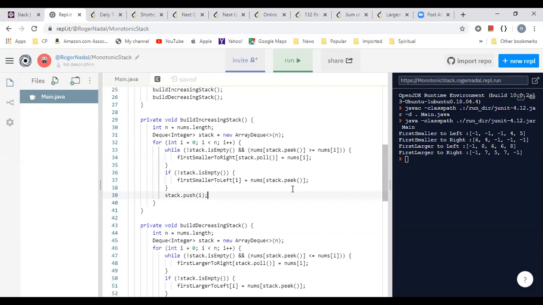On example 3, the first larger to the left, it has 8, 6. Is that an index or is it a value? It's the value, when I'm printing out the value.